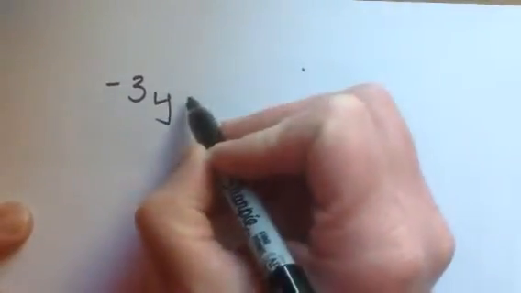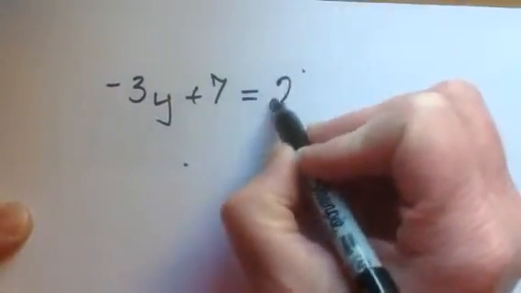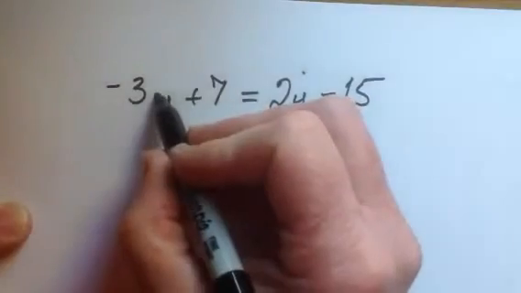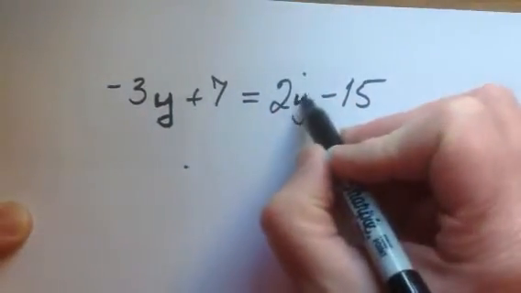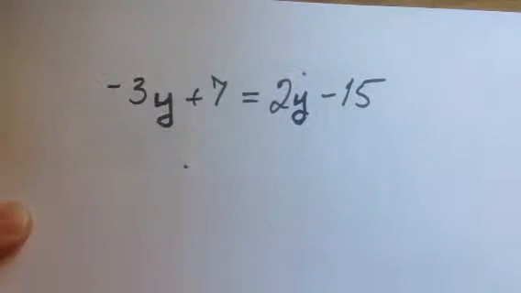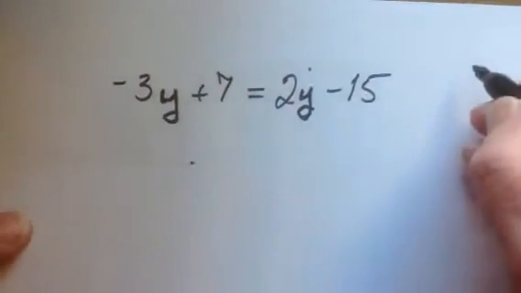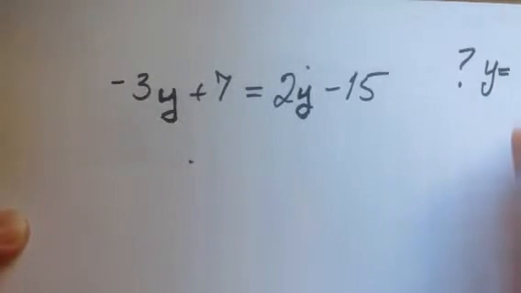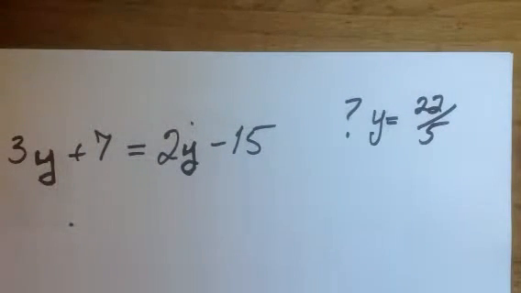So we have negative 3y plus 7 equals 2y minus 15. Okay, let me make sure I can read that. So this is a y, everybody. Another y here. Okay, and now again I'm just going to confirm that I wrote it down right. Negative 3y plus 7 equals 2y minus 15. And the value they're giving us to test is y equal to 22 fifths. 22 over 5. Kind of an odd number to choose to verify, but anyway, that's what they're saying.